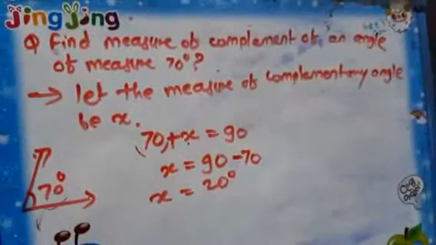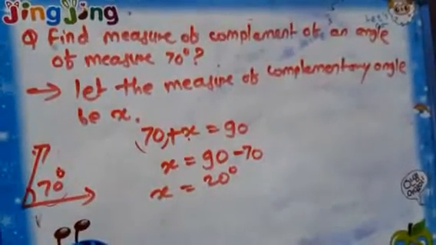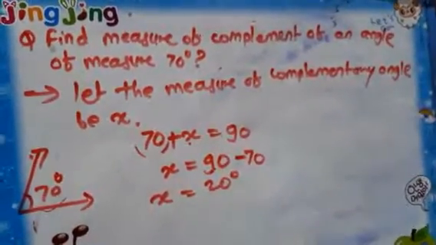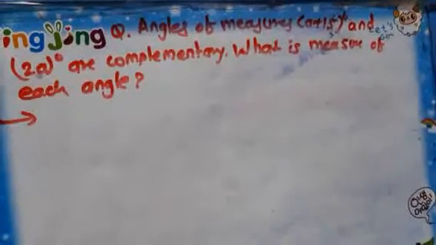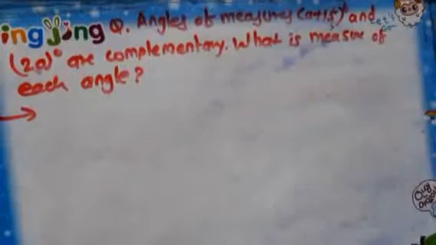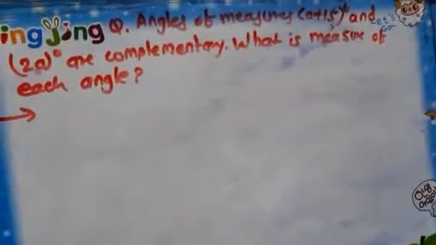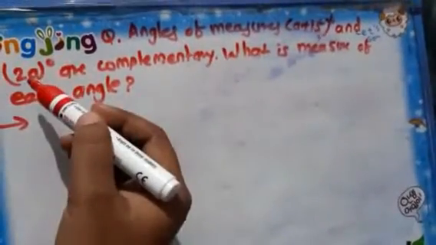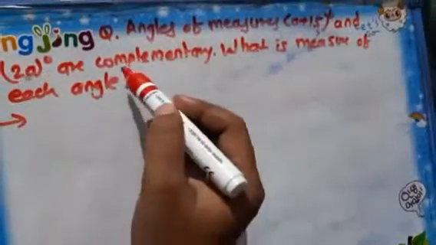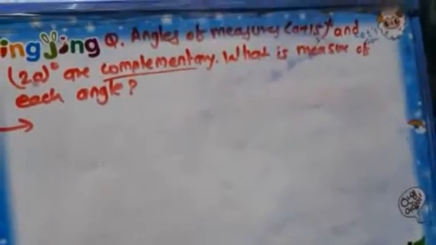Like that we can find, if one measure of angle is given, its complementary angle we can find simply by subtracting the given angle from 90. Next question is, angles of measures a plus 15 degrees and 2a degrees are complementary. What is the measure of each angle? These two angles are complementary, but their measures we don't know. But the information is given that they are complementary. Means their addition will be 90 degrees as they are complementary.